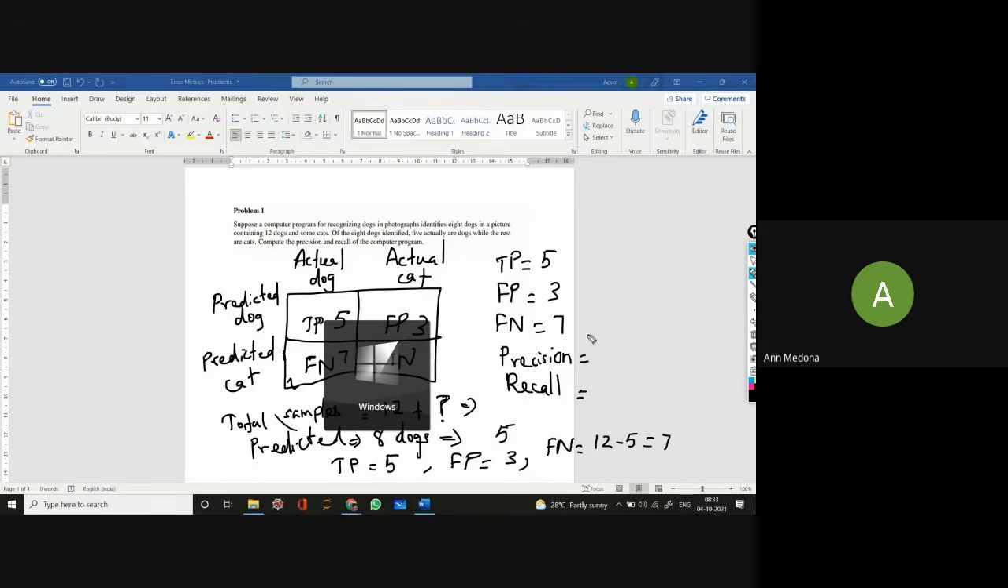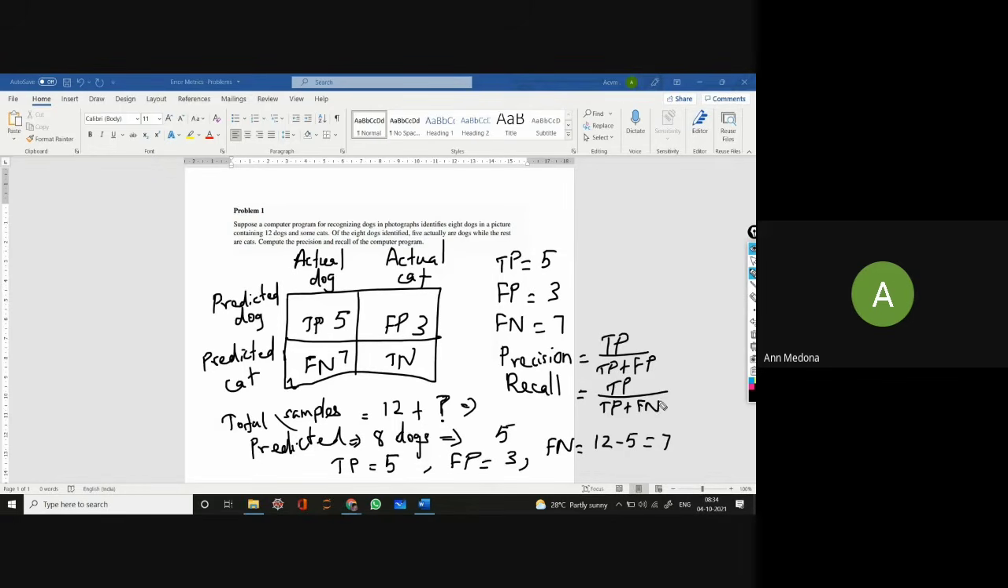The formula for precision is true positive by true positive plus false positive. Recall is true positive by true positive plus false negative. So substitute the values. Precision will be 5 by 5 plus 3. Recall will be 5 by 5 plus 7.